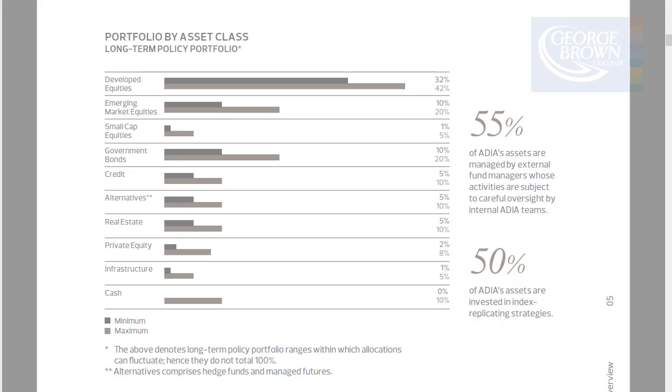Not so different than this core portfolio that I've been talking about for any individual made up of cash. You can see cash is 0 to 10%, cash, stocks, and bonds. Now, because this is an institutional investor, you can see that they can get into the alternatives, and the alternatives comprise hedge funds and managed futures, and those alternatives are from 5 to 10%.